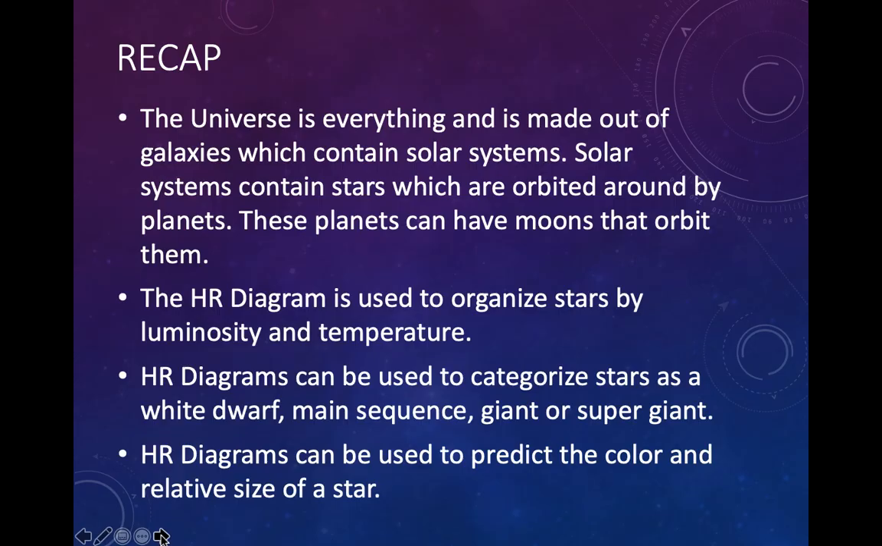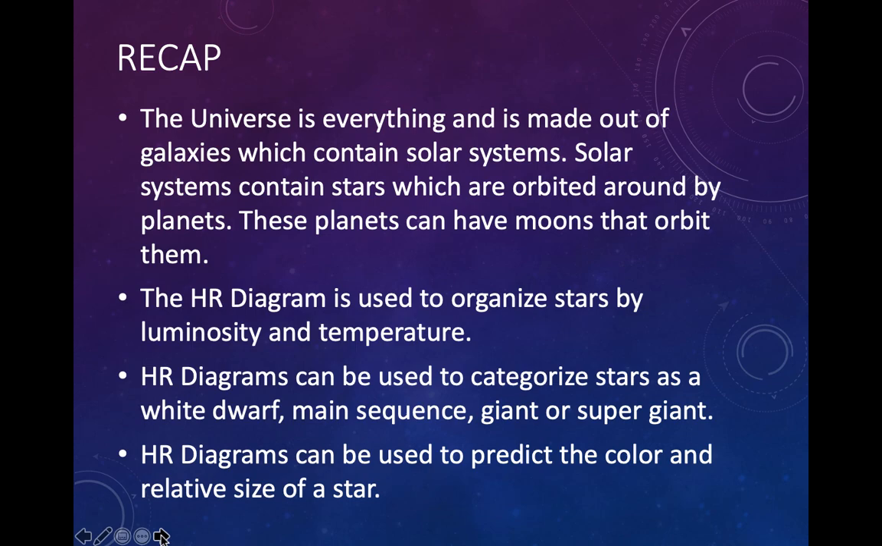Just to recap, the universe is everything, including the empty space, and it's made out of galaxies, and those galaxies contain solar systems. And the solar systems contain stars which are orbited around by planets, and these planets can have moons that orbit around them.